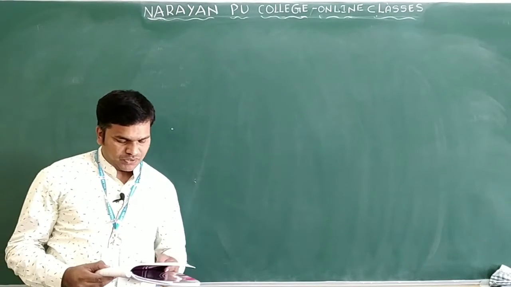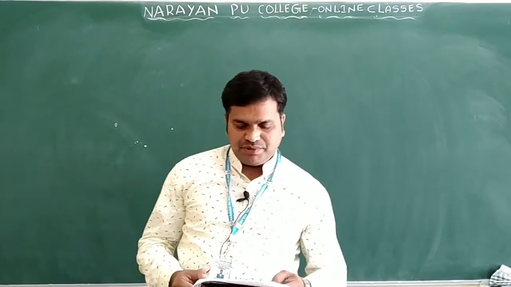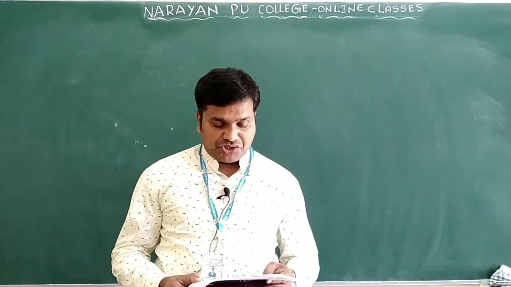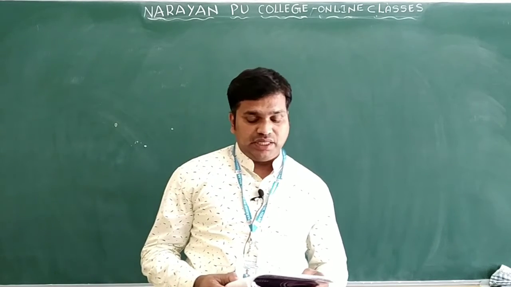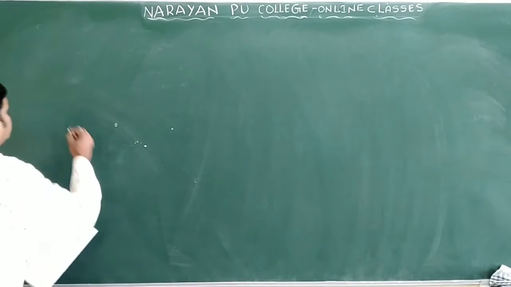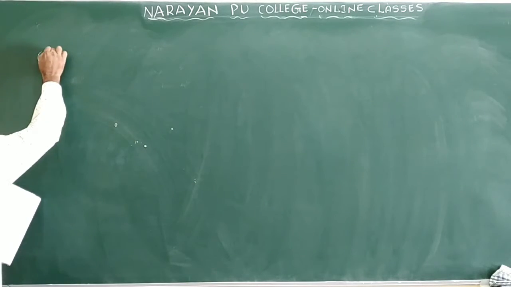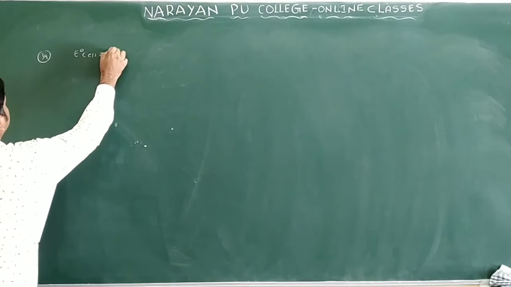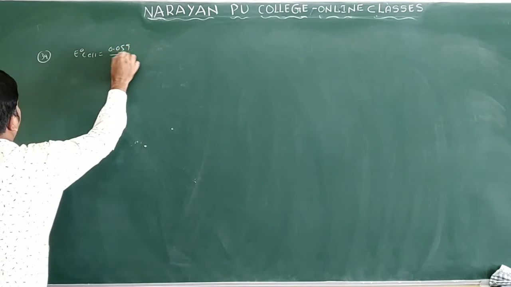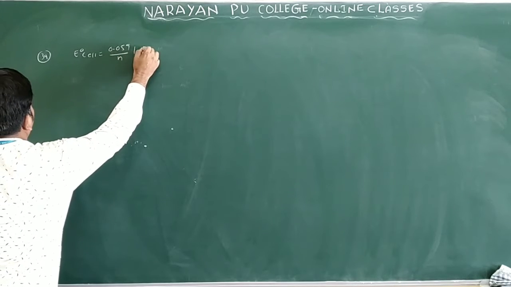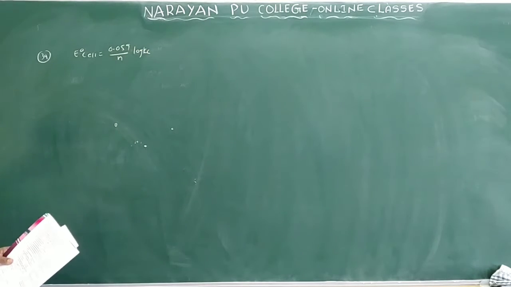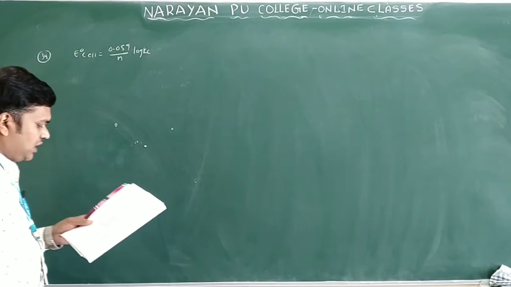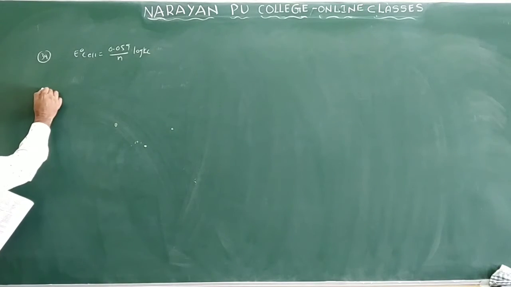Next, 34. The relationship between the standard cell potential of the cell and the equilibrium constant. This is the relation between E naught cell and equilibrium constant. Direct formula, you know this already: E naught cell is equal to 0.059 by n into log K. This is the relation between E naught of the cell and the equilibrium constant. What answer do you take? You take option 2.